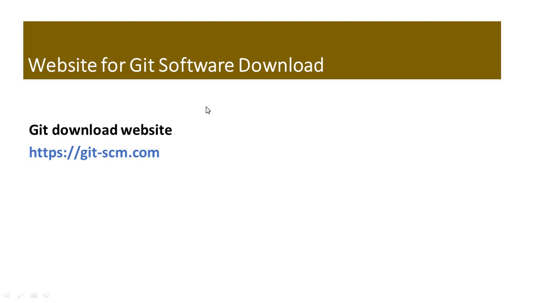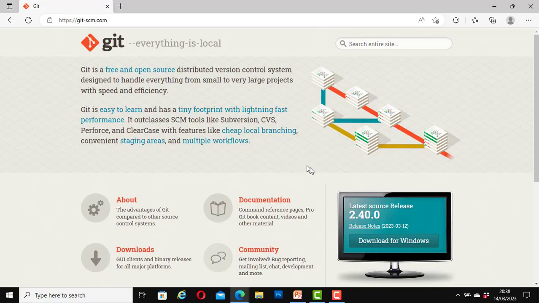For us to download the Git software, we will go to their official website. You can do a Google search for Git download and follow the result that you will get on Google, or you can follow this link on the screen to get to their official website. But for me, I will follow this link to get to their official website where we can download the Git software. By following the link in the previous slide, I am now on their official website.